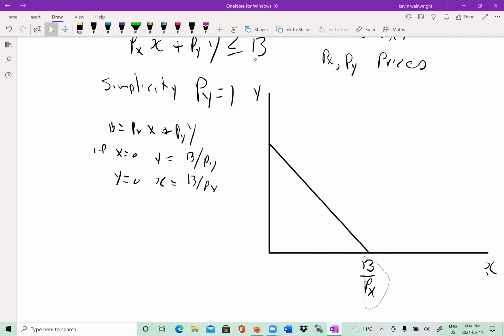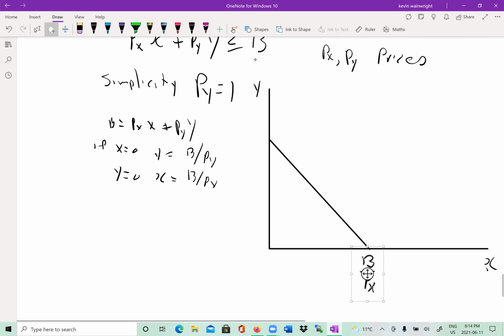Okay, so B over PX is just the budget divided by the price of X, which tells me the maximum amount of X I can buy. And similarly, B over PY is the maximum amount of Ys I can buy if I don't buy any X. Okay, so there's my budget.